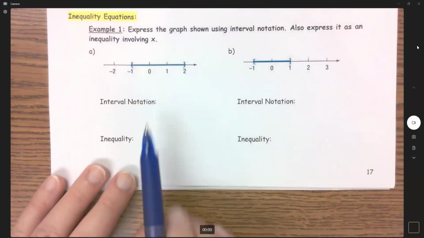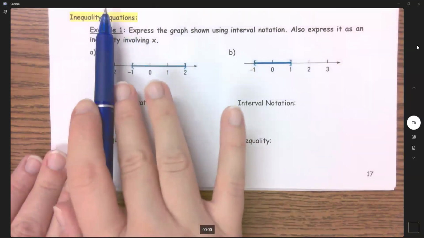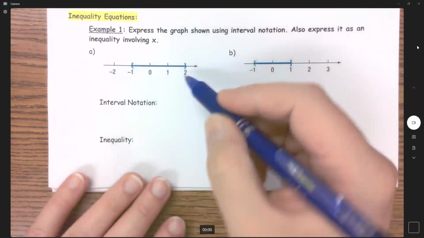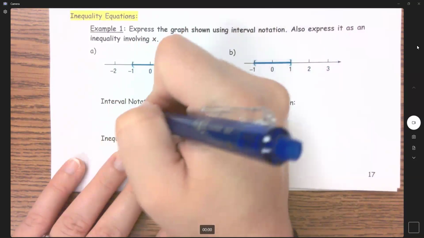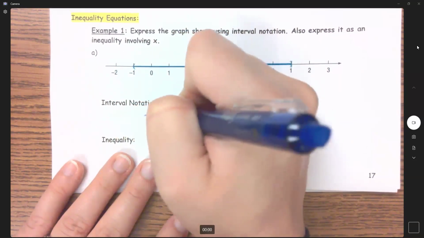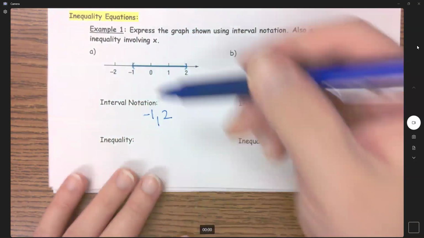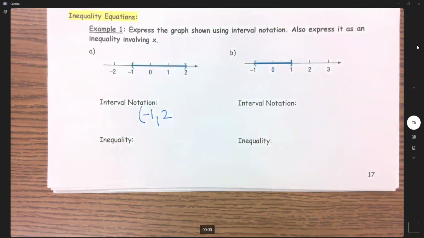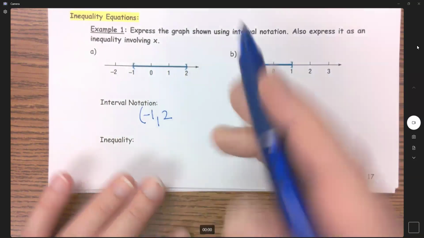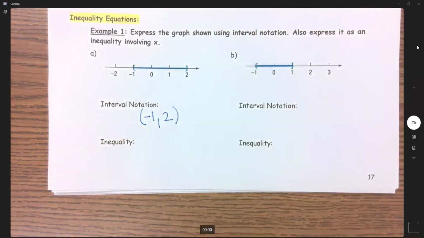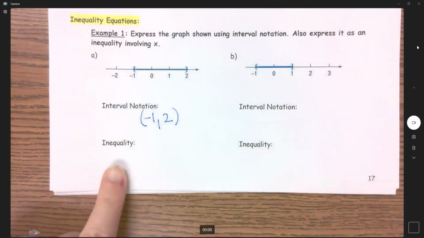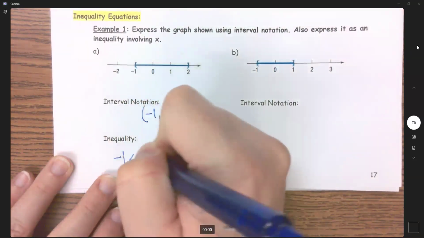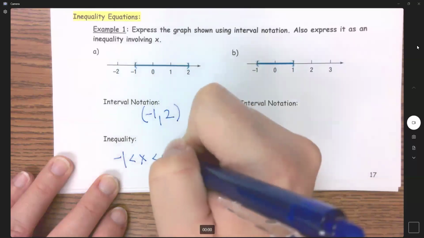So here, if I want to write this in interval notation, still going from least to greatest, we're starting at -1 and going to 2. And then match your graph. If this has a parenthesis, we'll have a parenthesis at -1. If this has a parenthesis, we'll have a parenthesis at 2. Now, what does that inequality look like? That is going to be -1 is less than x, which is less than 2.